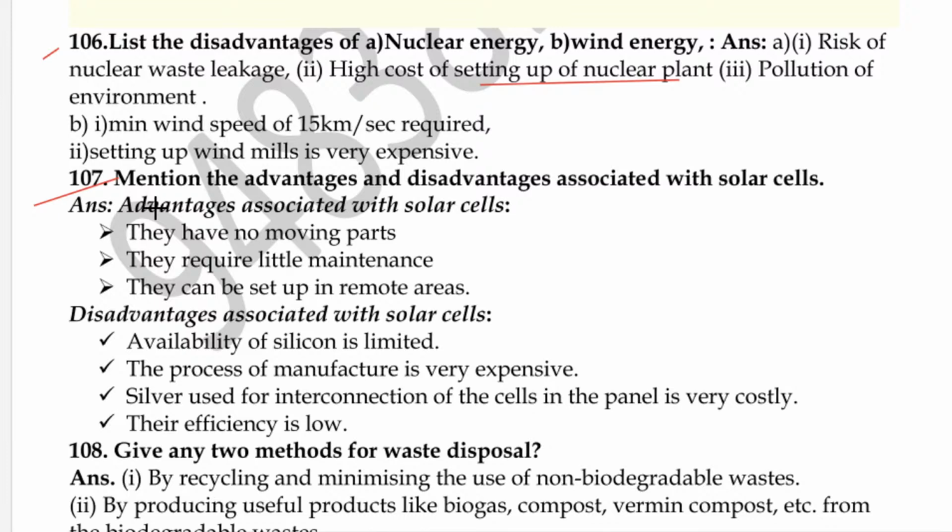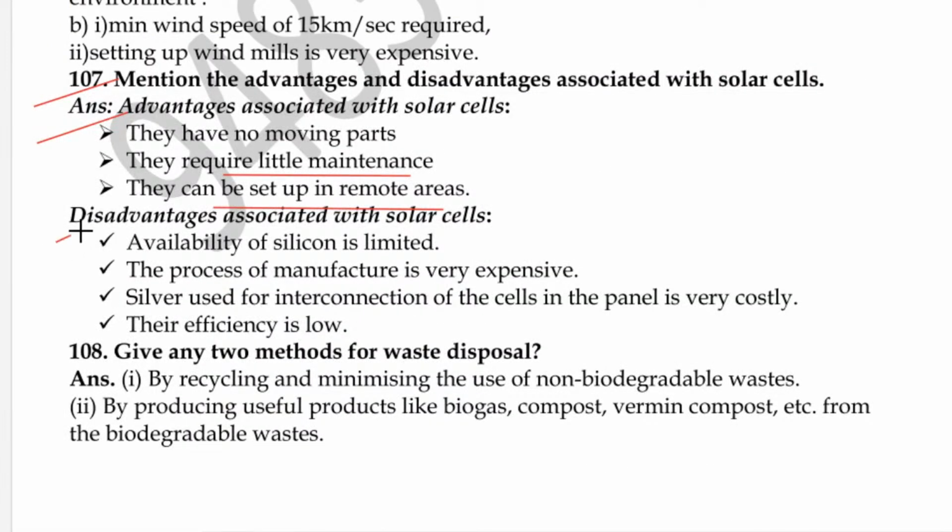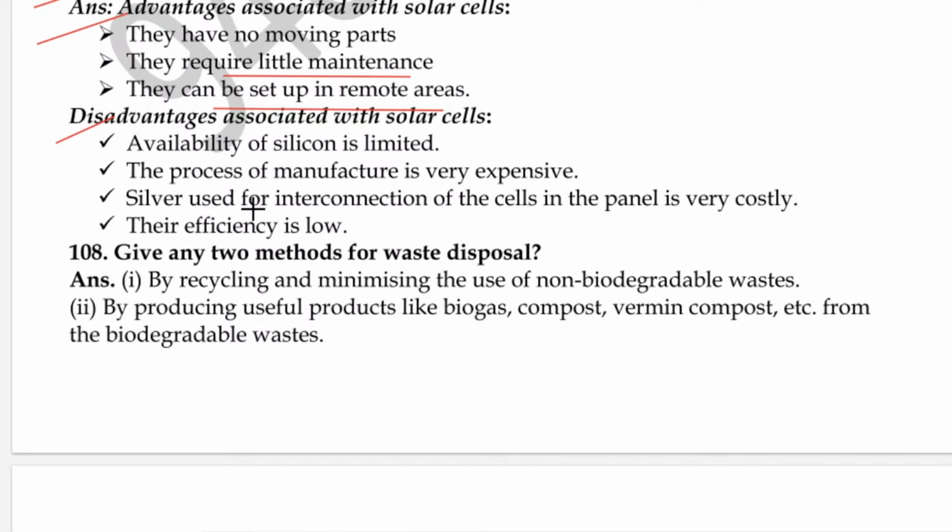Next question. Mention the advantages and disadvantages associated with solar cells. Let us see the advantages associated with solar cells here. They have no moving parts. They require little maintenance. They can be set up in remote areas. And the disadvantages associated with solar cells are: availability of silicon is limited. The process of manufacture is very expensive. Silver used for interconnection of the cells in the panel is very costly. Their efficiency is low.